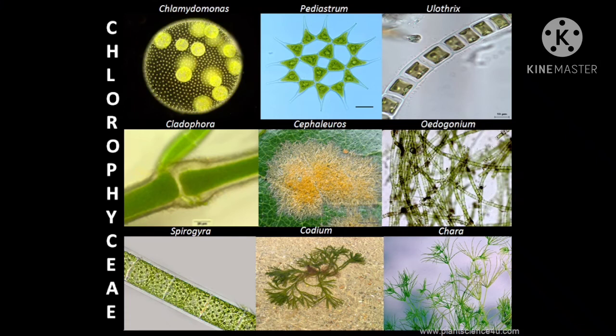These are the different examples of Chlorophyceae. You can see Chlamydomonas, Pediastrum, Ulothrix, Cladophora, Oedogonium, Spirogyra, Codium, Chara. In that, you have to remember either two or three names. You can remember Spirogyra, Chara, Codium or Chlamydomonas, any of your choice. Two to three names you have to remember for giving examples.